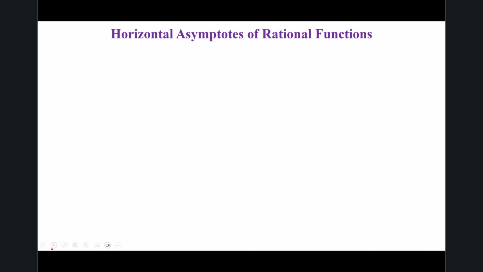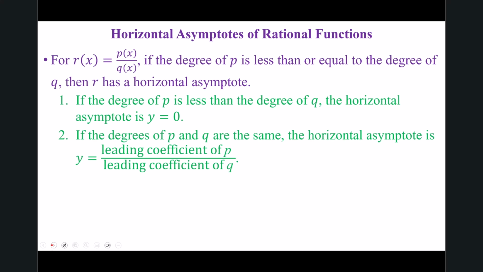So how do we find the horizontal asymptotes of rational functions? For r of x equals p of x divided by q of x, if the degree of p is less than or equal to the degree of q, then r has a horizontal asymptote. So if the degree of the numerator is less than or equal to the degree of the denominator, then there is a horizontal asymptote. If the degree of p is less than the degree of q, so if the numerator has a smaller degree than the denominator, the horizontal asymptote is y equals 0.